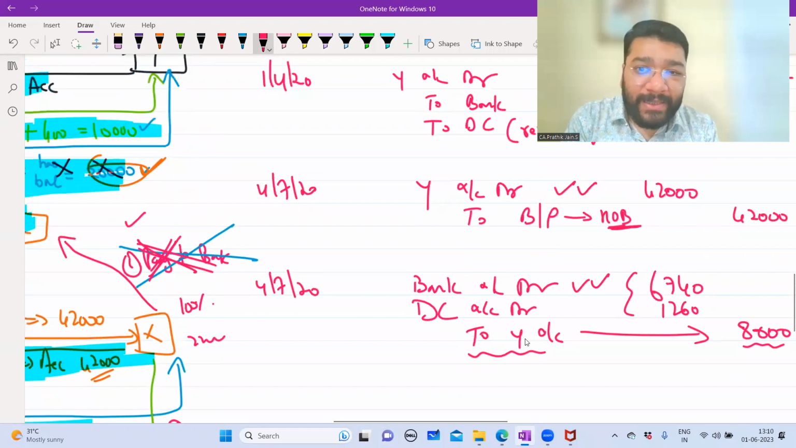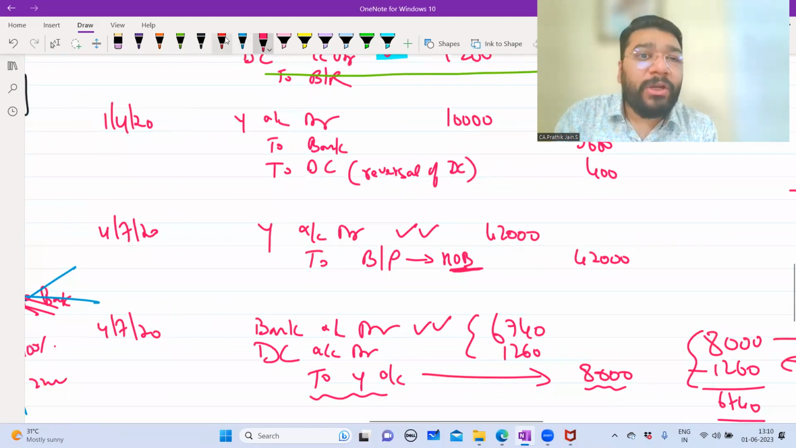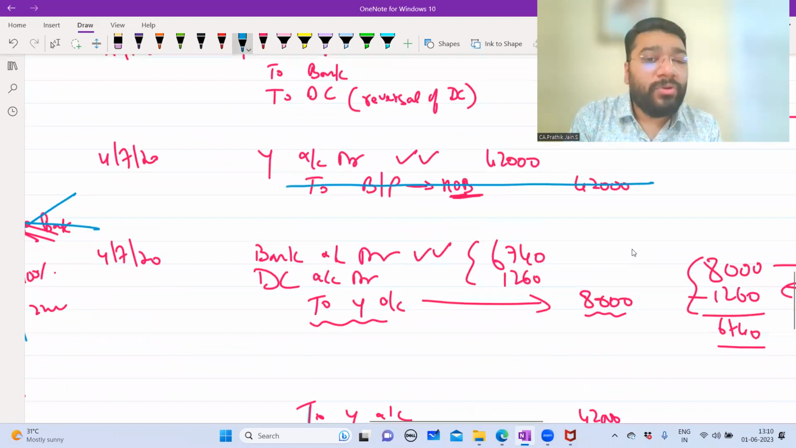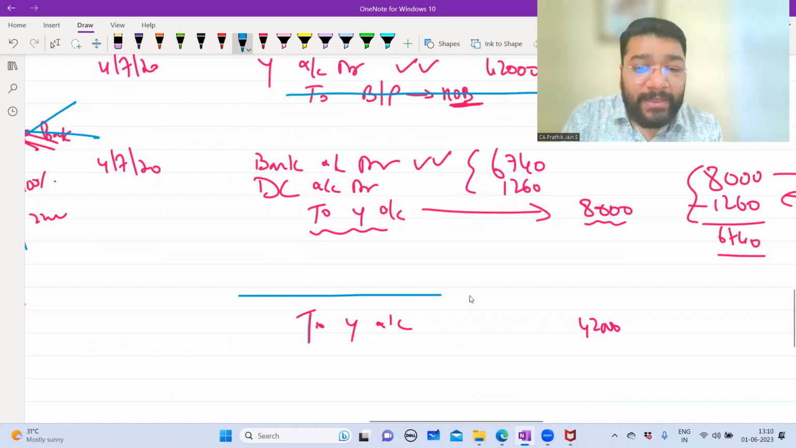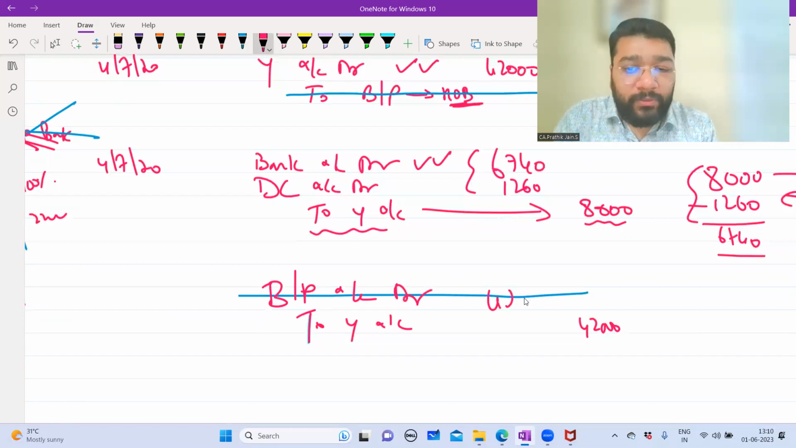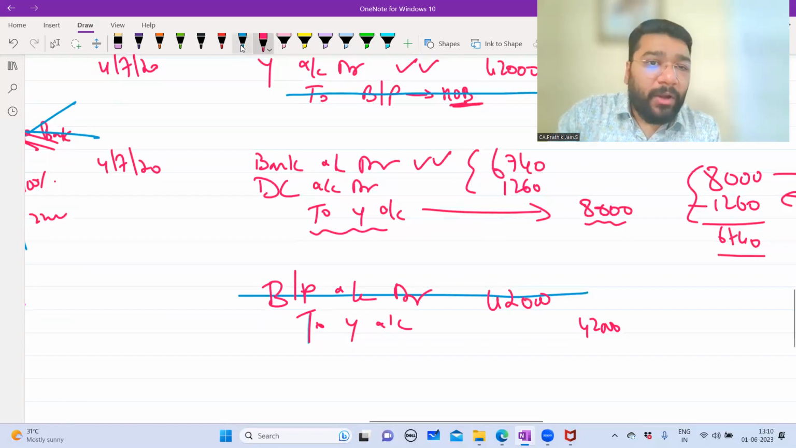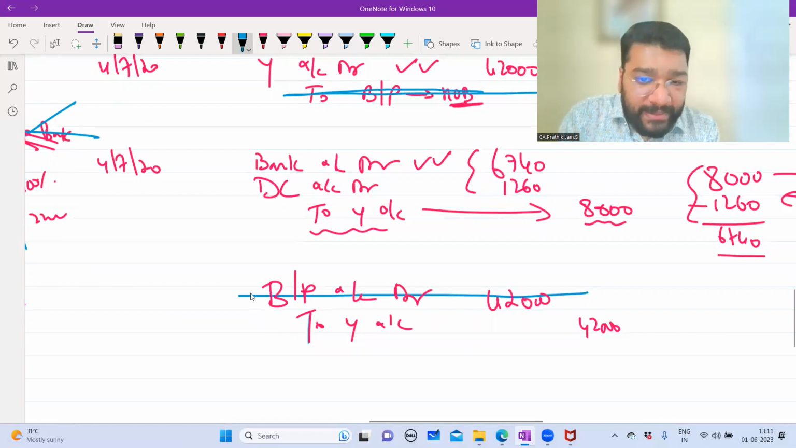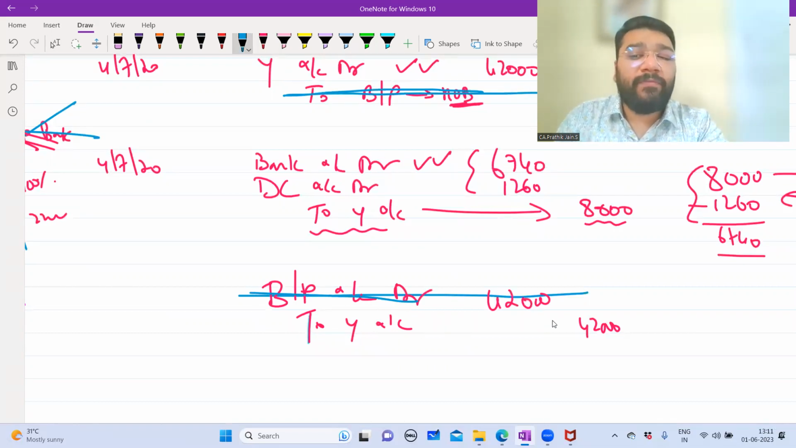So the bill has to be cancelled, because you're not going to make the payment to him. Bills payable is currently open here, so I have to cancel it. Sorry, bills payable account debit 42,000. So the bills payable account which you opened here, I'm cancelling it here. Bills payable account debit to Y 42,000. So now Y account is credited.